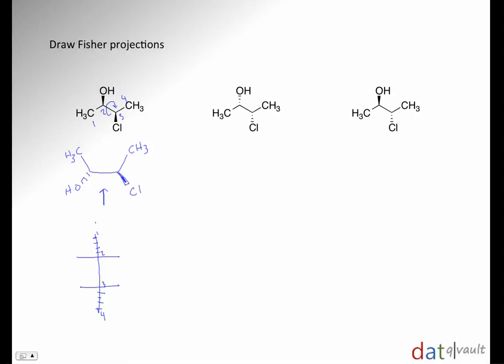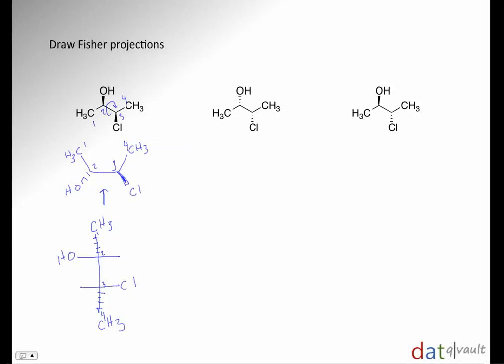Alright, so we're going to put one of the CH3s up here, and the other CH3 down here. So if we're looking at it from this direction, we'll notice that the OH group is on the left-hand side. It's going to be over here. This chlorine group is going to be down here on the right-hand side. Alright, and this is carbon 1, 2, 3, and 4.